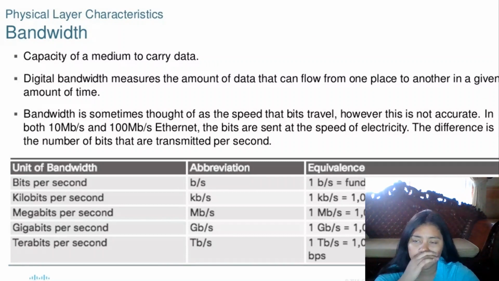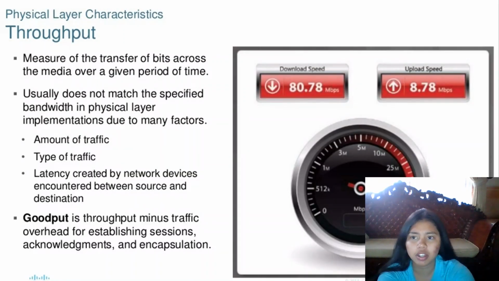Bandwidth. Capacity of a medium to carry data. Digital bandwidth measures the amount of data that can flow from one place to another in a given amount of time. So this is the unit, the abbreviation, the equivalence of the bandwidth. Throughput means the measure of the transfer of bits across the media over a given period of time. Goodput is throughput minus traffic overhead for establishing sessions, acknowledgements, and encapsulation.